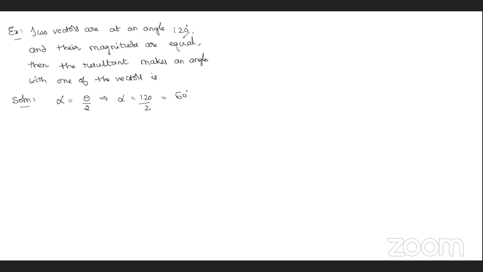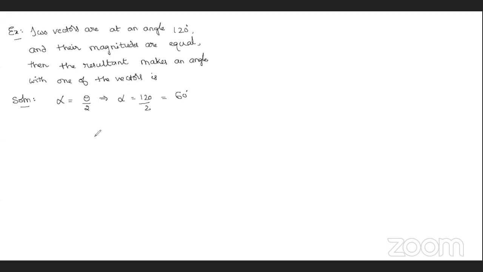45 degrees. 45 degrees. Right. No need to solve. Straight away we can say the answer, provided the two vectors have equal magnitudes. Only then do we use this. Okay, am I right? Yes, sir. Good. So here I think you understood the concept of finding out the direction.